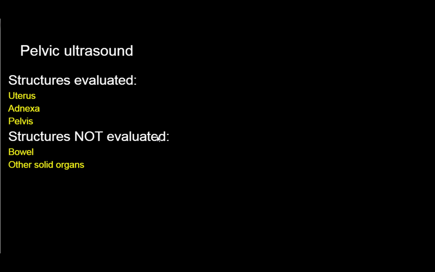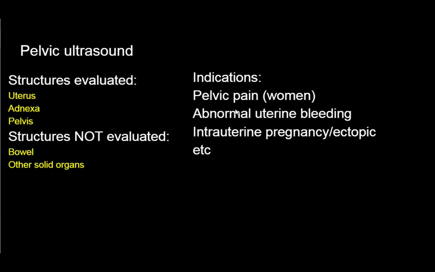We can also perform pelvic ultrasound. This is really great for women presenting with pelvic pain, where you're suspecting a GYN source. The structures that are evaluated are the uterus, the adnexa, and the pelvis. We do not evaluate the bowel or other solid organs in the pelvis. Common indications for pelvic ultrasound include pelvic pain, abnormal uterine bleeding, and if the patient is pregnant, for example, they may look for ectopic pregnancy or intrauterine pregnancy, etc.